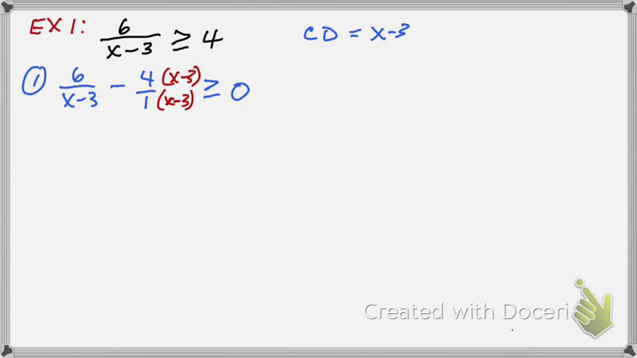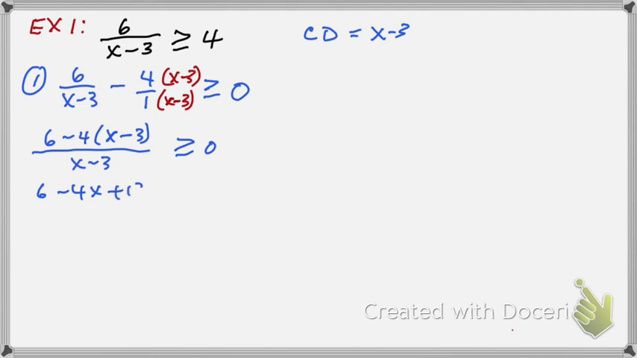So I start putting all of this together here. So I've got 6 minus 4 times x minus 3. Here's my numerator over my common denominator. All that is greater than or equal to 0. I distribute that negative 4, so I've got 6 minus 4x plus 12 over x minus 3 greater than or equal to 0.